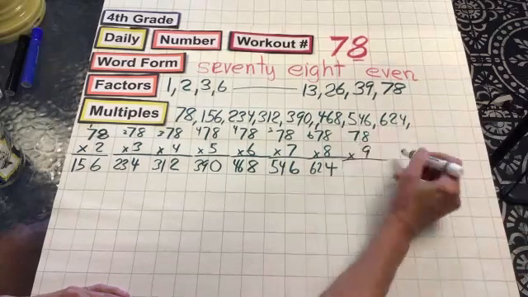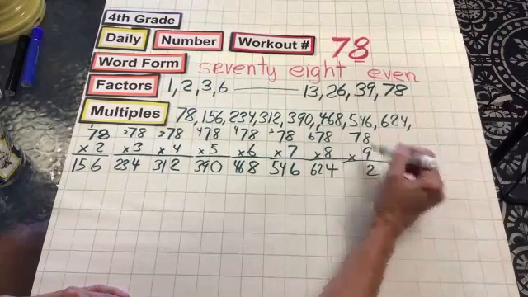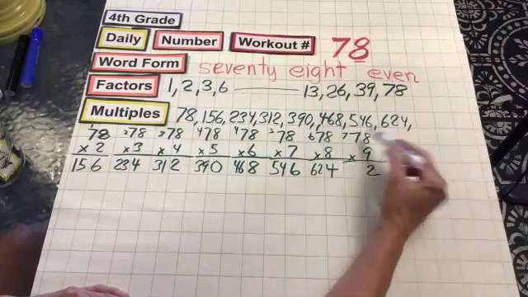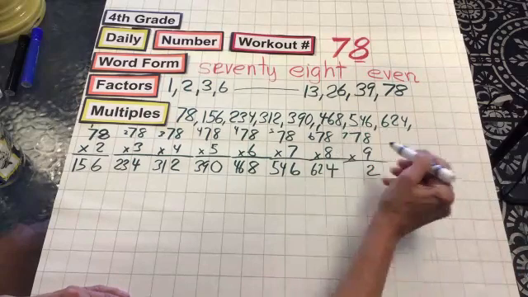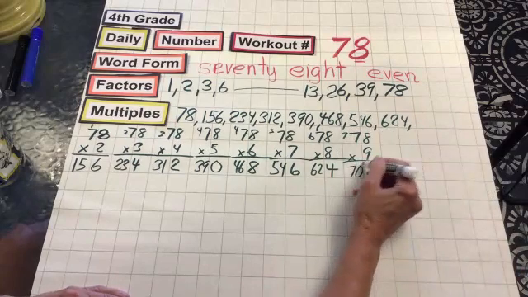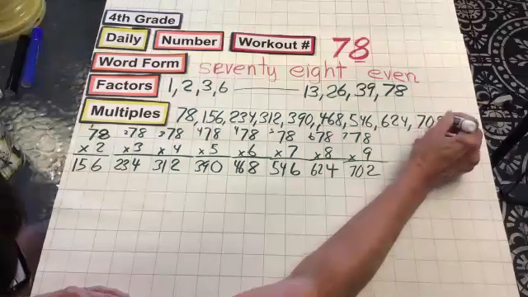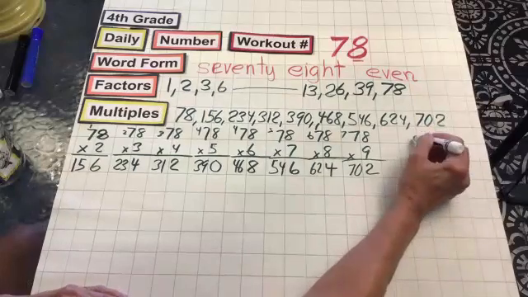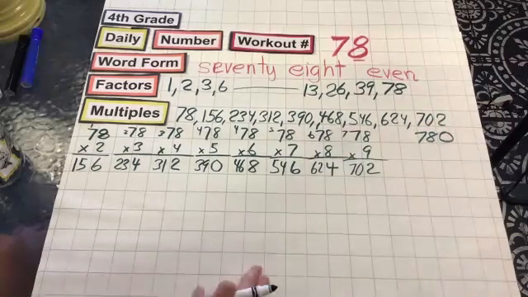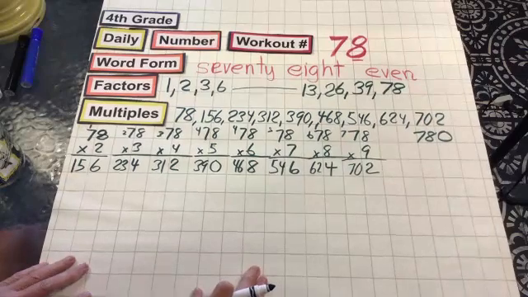78 times 9. 9 times 8 is 72. Drop the 2, carry the 7. 9 times 7 is 63, plus 7 is 70. 702. And any number times 10 is that number with a 0 in the ones place. And we're done with our first 10 multiples of 78.